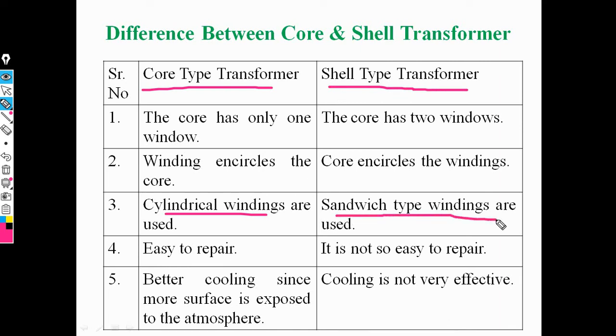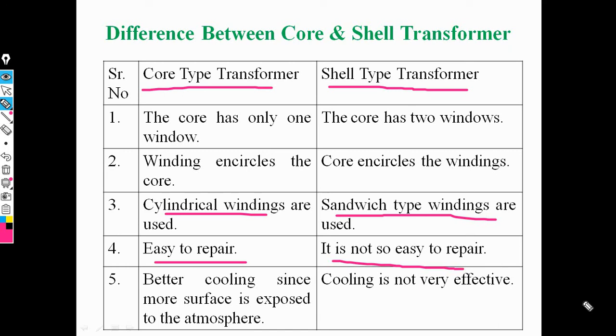Now in the core type transformer, it is easy to repair. That is, maintenance is required for a transformer, and this maintenance is easy here. In the shell type transformer, the maintenance is not easy to repair. This is the important concept here. This is the difference between the core type transformer and the shell type transformer.